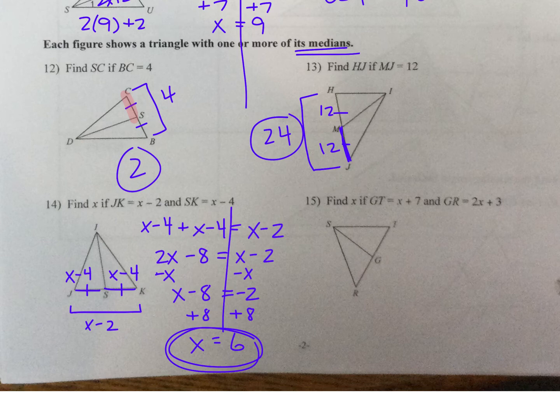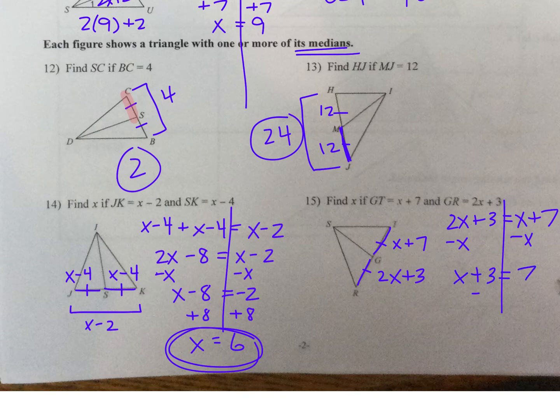In 15, it says that GT, so that section right there, is x plus 7. And it says that GR is 2x plus 3. Well, I know that those two pieces are the same because that's a median. So I'm just going to say that that piece equals that piece. You need to be sure you know when the two parts are equal versus when you use a part plus a part equals a whole. So to do this one, I get x equals 4.